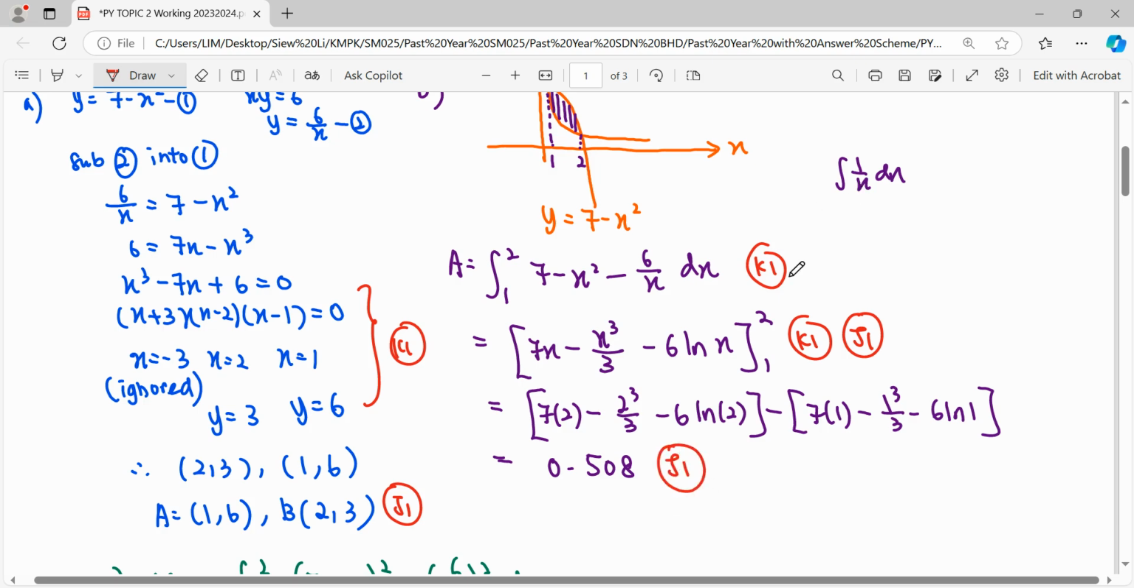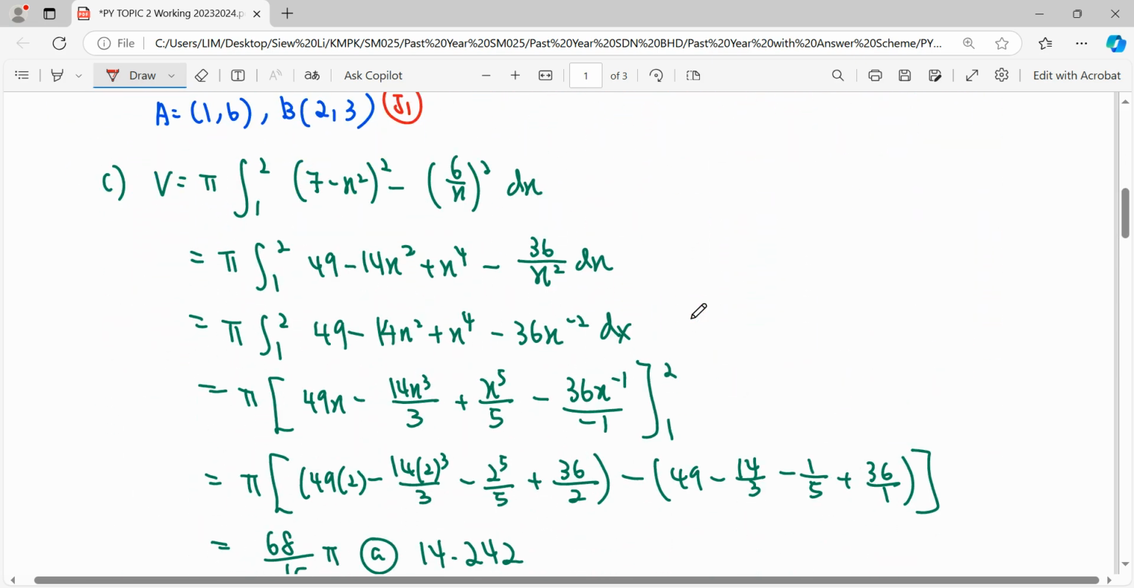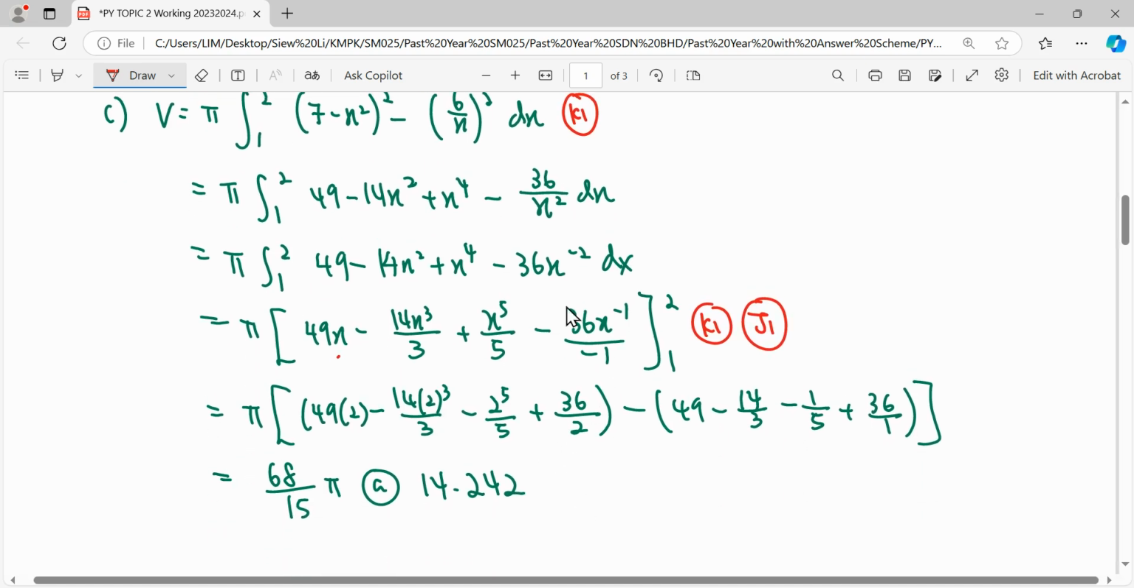When you come to volume, which is also 4 marks, definitely for the first part your formula must be correct. It means you must know which function to minus which function in the two curve concept. And then the concept of integrating each term here, and if every term is integrated correctly, we can give you the marks. And then you evaluate, we see you evaluate your upper limit minus lower limit to get this volume. So that's all for this.